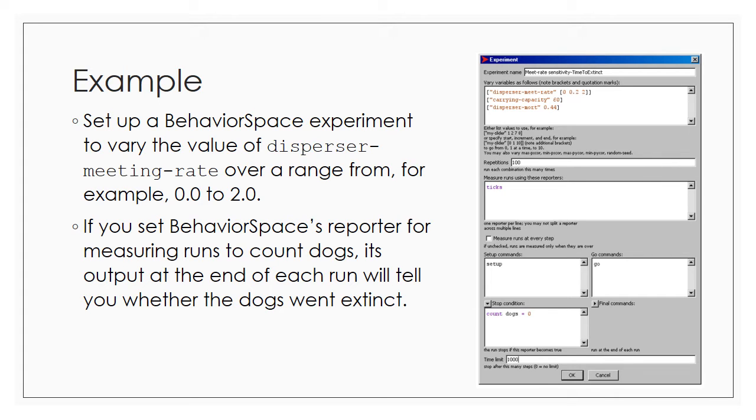In our behavior space, we vary the value of disperser meeting rate over a range from, for example, 0.0 to 2.0. We can then set the stop condition for measuring runs to count dogs = 0, and the output at the end of each run will tell you whether the dogs went extinct.